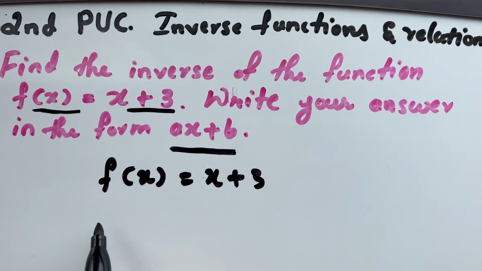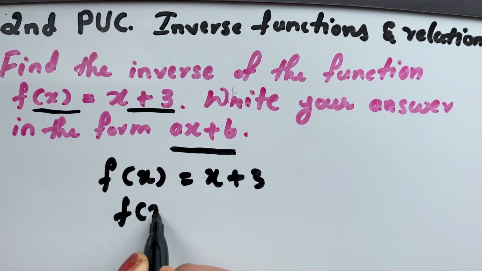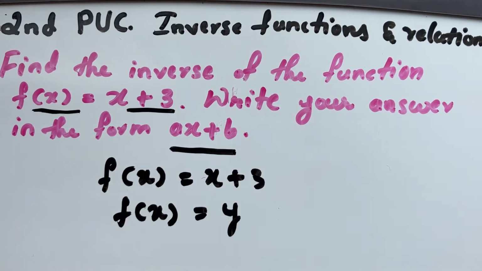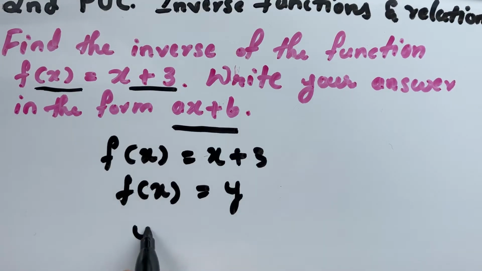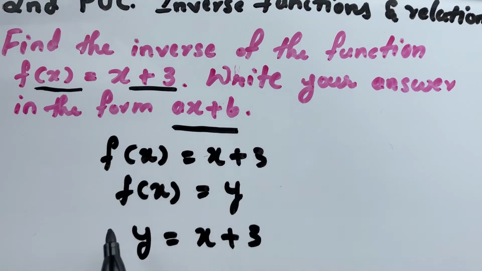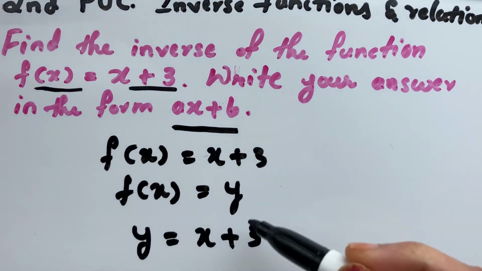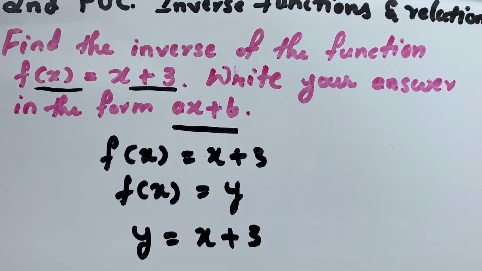For this, the first step is, we know that f of x is equal to y, where x is input, y is our output. For each value of x, it produces exactly one output, y. The first step is, you have to take y is equal to x plus 3. So f of x is equal to x plus 3, and we know that f of x is equal to y, so compare. That means our y is x plus 3.